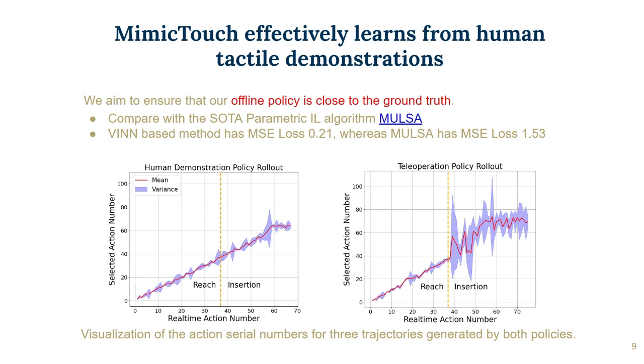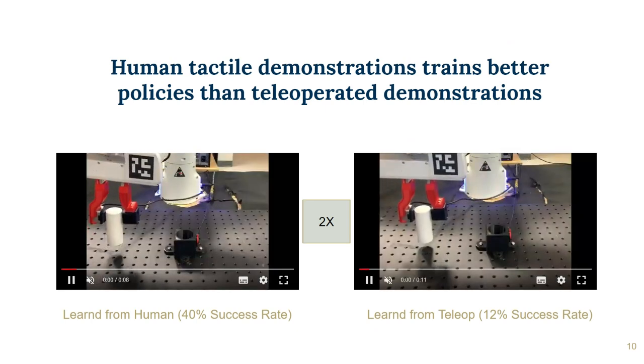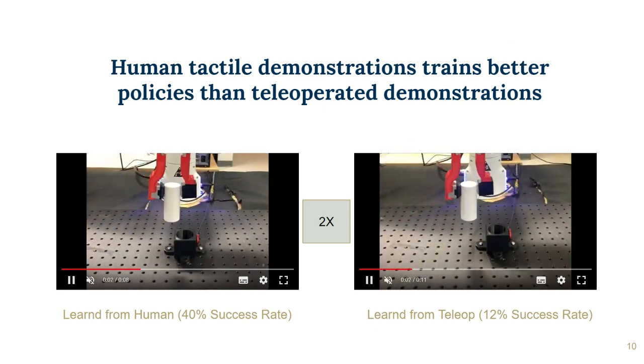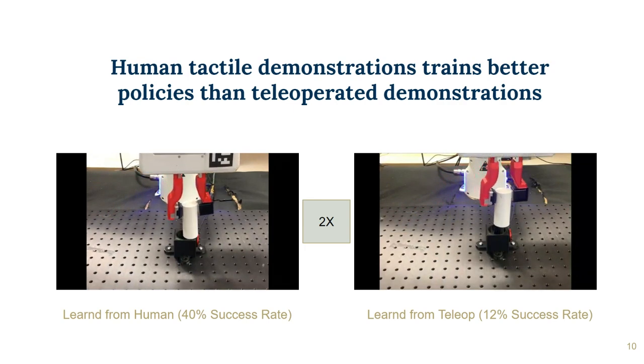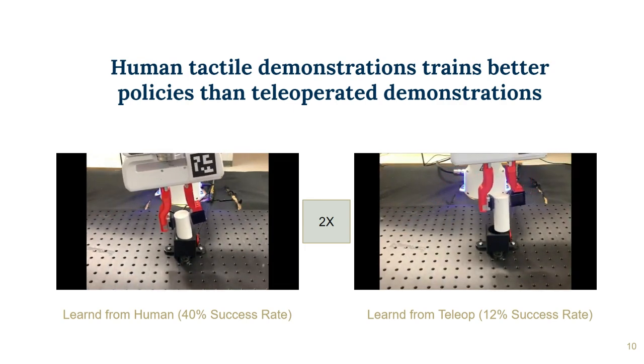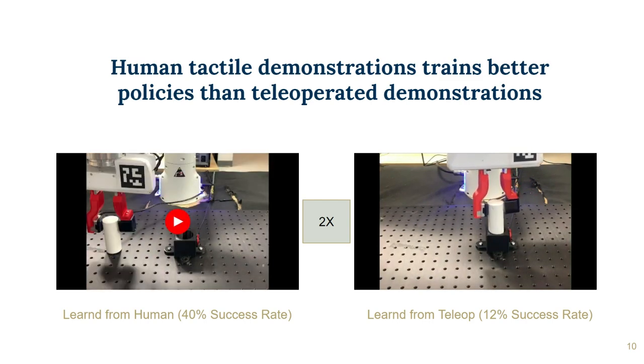Then, we also want to compare the human demonstration policy with the teleoperation policy. We visualize the action sequence numbers, and we see that it almost has a linear relationship in the human demonstration policy. However, in the insertion phase for the teleoperation policy, it has great variance. Here is a demo for the human policy and the teleoperation policy. The human policy can reach 40% success rate, whereas the teleoperation policy only has 12% success rate.